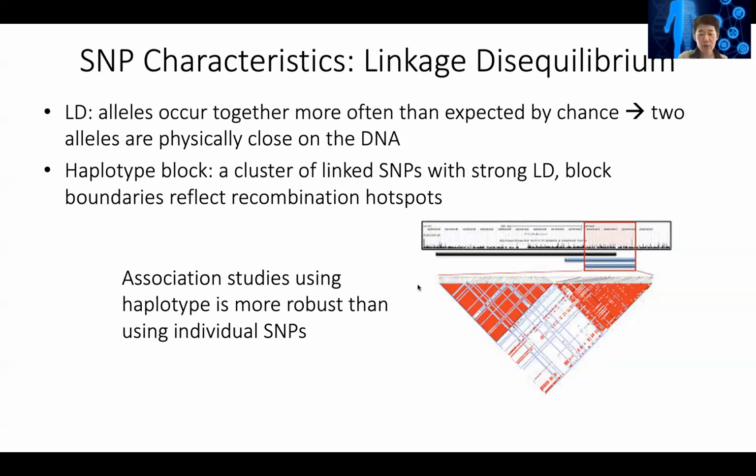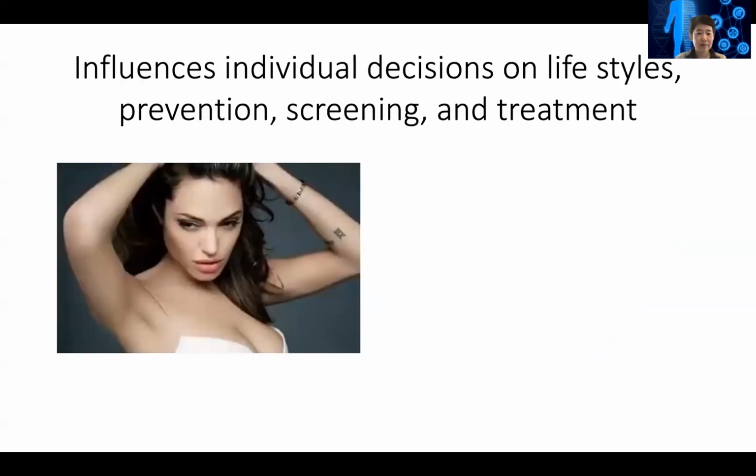And so one way to increase the statistical power is to use all the SNPs within one haplotype block as if this is only one SNP or one chunk of SNPs together. And so this way the genome is partitioned into haplotype chunks. You'll reduce your multiple hypothesis testing significantly and increase the statistical power.